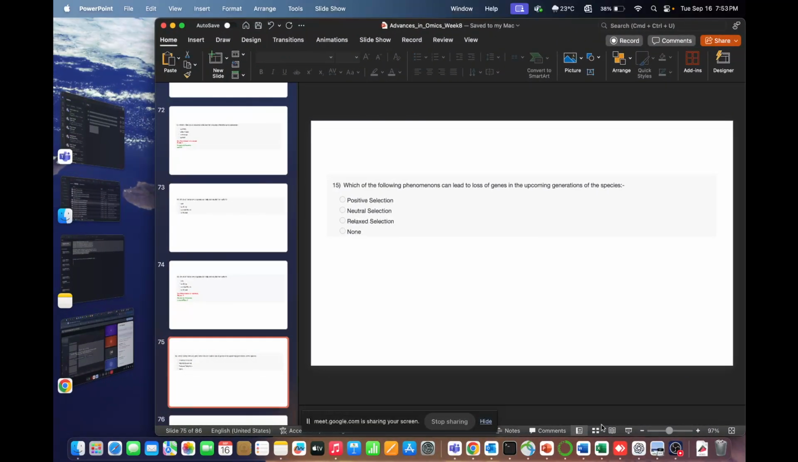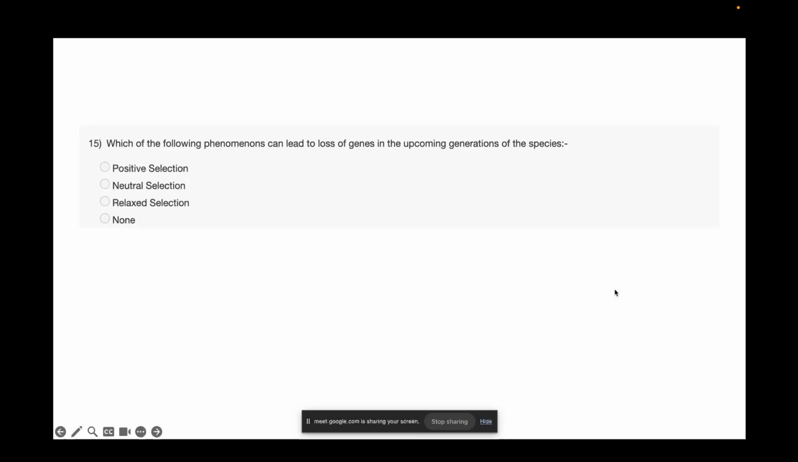No, actually, positive selection will happen if something good is happening. If some trait is getting developed that is helping you survive, then positive selection will happen. Technically, if you are answering this question, the correct answer should be negative selection.